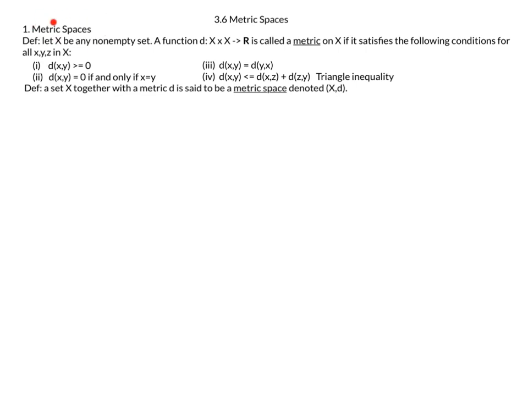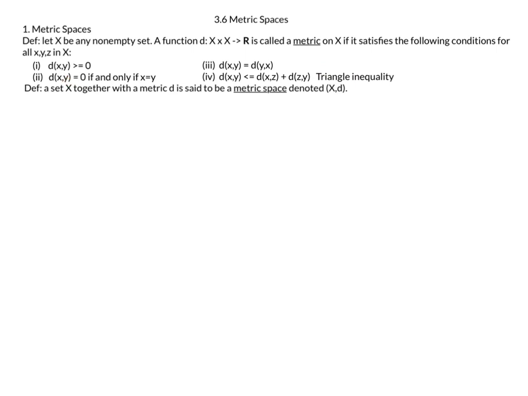We will start by defining a metric space. So let X be any non-empty set. A function D on X cross X that maps to R is called a metric on X if it satisfies the following conditions for all x, y, and z in X. D of x,y is always greater than or equal to 0. D of x,y is equal to 0 if and only if x equals y. D of x,y is equal to D of y,x. And D of x,y is less than or equal to D of x,z plus D of z,y, the triangle inequality.